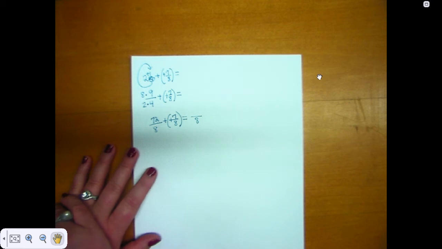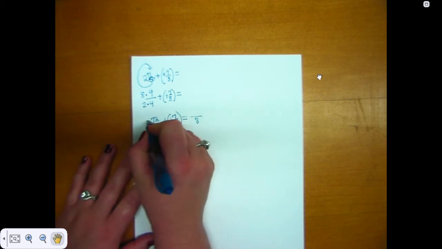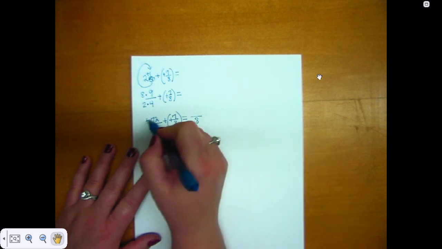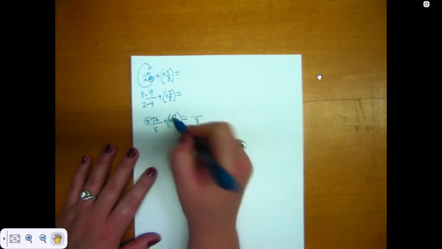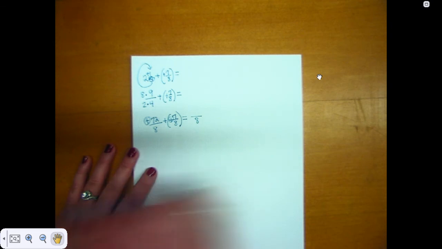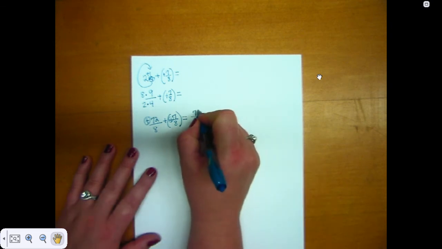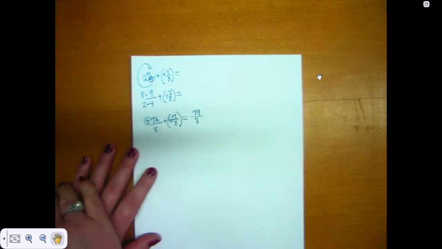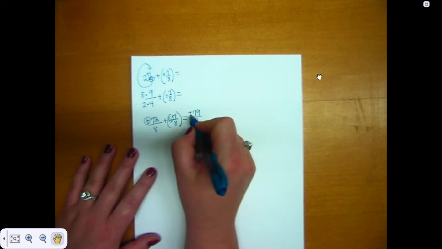Now I'm going to check my signs. I see that this is positive and this is positive. So my signs are the same. Same means I'm going to add. 72 plus 7 is 79. And it is positive.